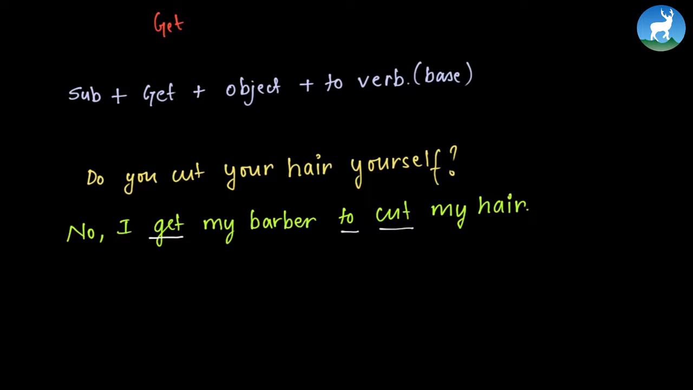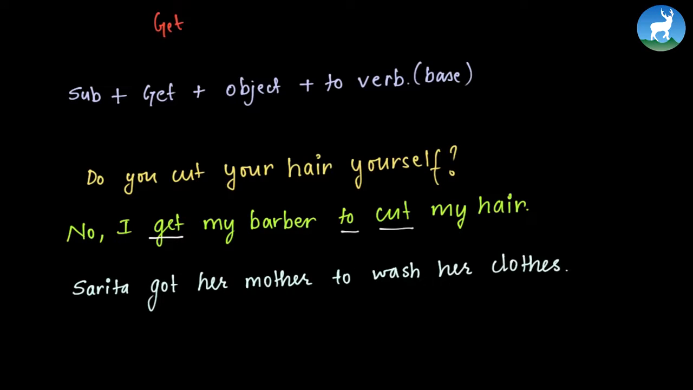Another example is Sarita got her mother to wash her clothes. So after using get, we use to plus a base verb. Now this is true when the agent is known. In the first sentence here, we have the agent barber, and in the second sentence here, we have the agent mother. Now what if the agent is undefined?